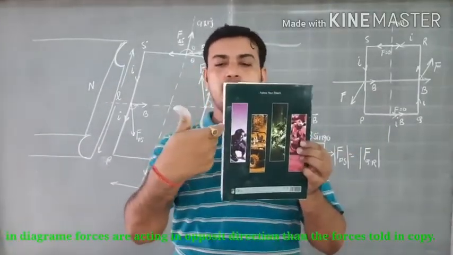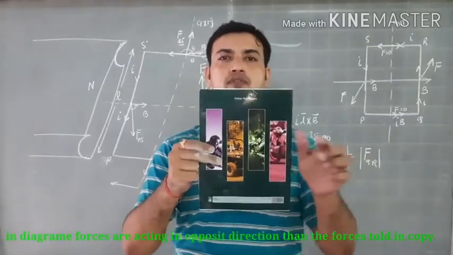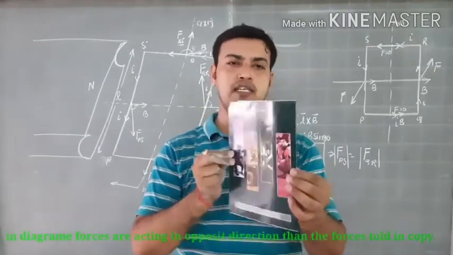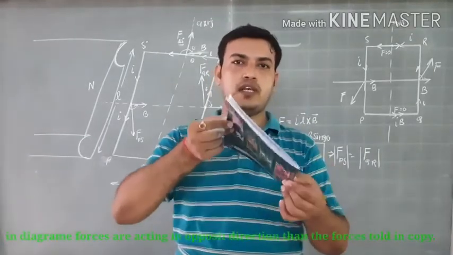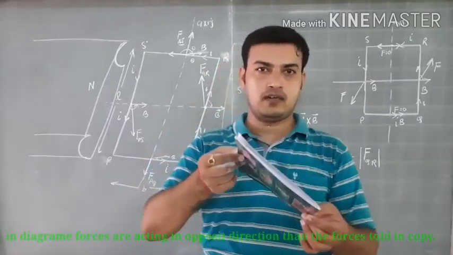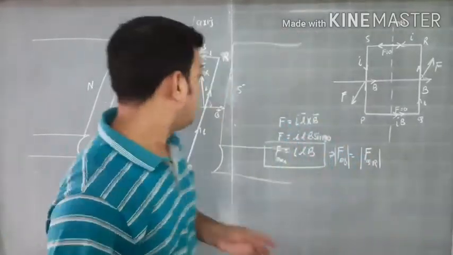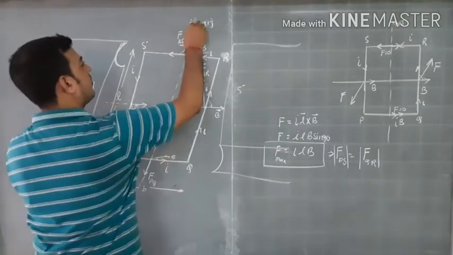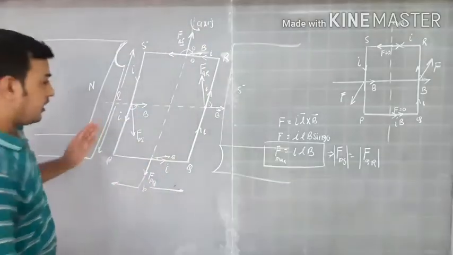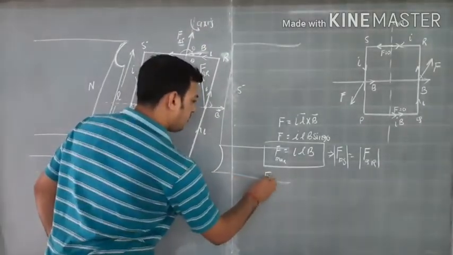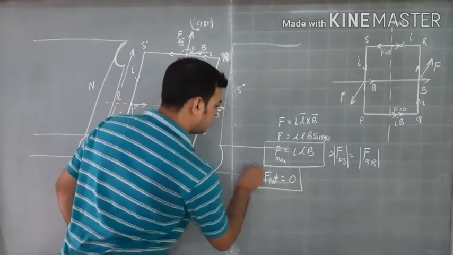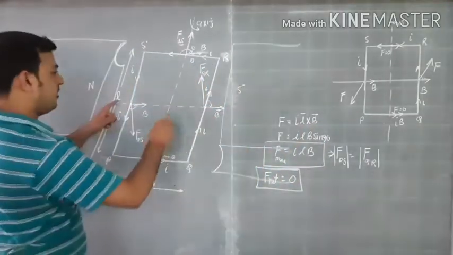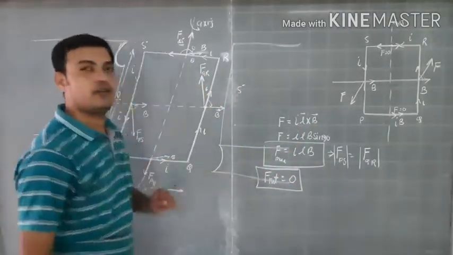So what will happen if one force is acting in the inward direction and one is acting in the outward direction? These forces will try to rotate this coil, and if you can see, the rotation is in this direction like this. So these two forces will try to rotate the coil. If I get the net force on these two, it is definitely 0, because both forces are equal in magnitude and opposite in direction. So the sum of these two forces will also be equal to 0.